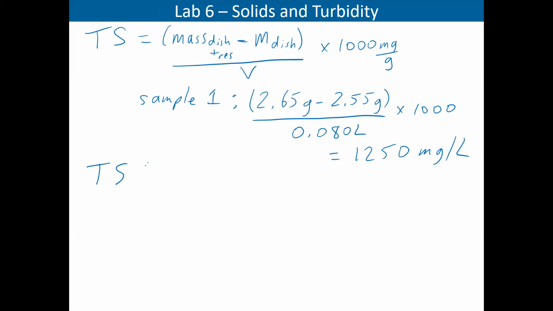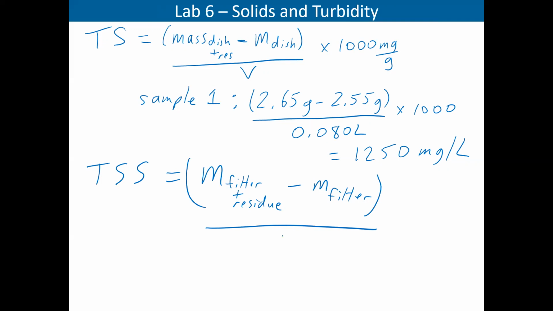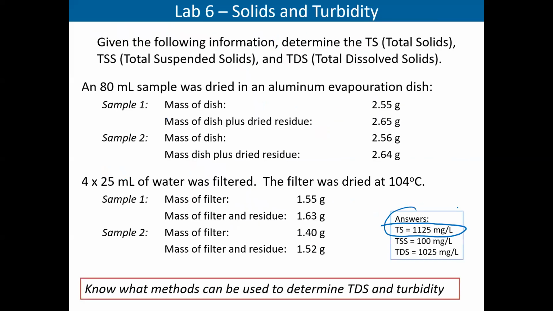For my total suspended solids, remember we have the mass of the filter plus residue minus the mass of the filter, divided by the volume, times 1,000. I'm not going to do this calculation, but basically it's 1.63 minus 1.55 divided by 100 mL total, which is 0.1 liters, times 1,000, and that will give me the answer. I do that 2 times for sample 1 and sample 2, and the total suspended solids is going to be 100 milligrams per liter.